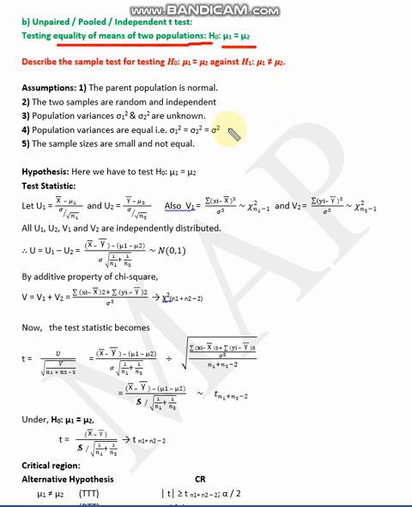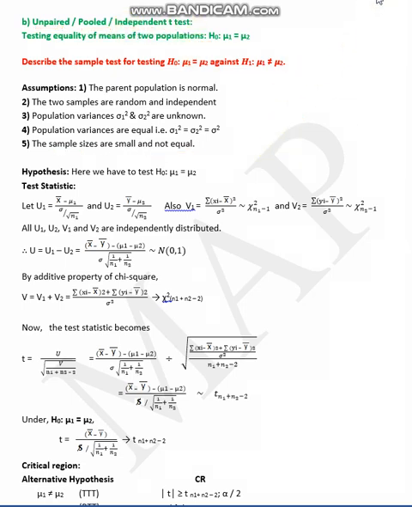This test is also called the unpaired t-test. Why is this called an unpaired t-test? Because the sample sizes are not equal. That means the sample size of the first sample, supposed to be X, is not the same as the sample size of the second group. So these two sample sizes are not the same. Therefore we have to pool their variances, and this is also called the independent t-test.